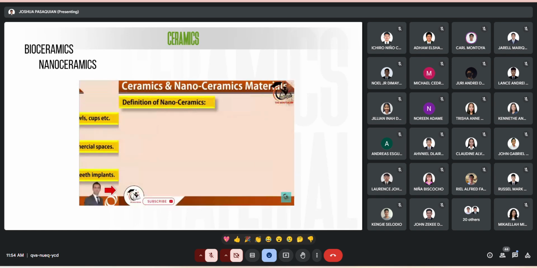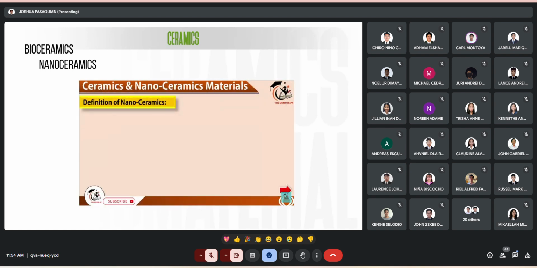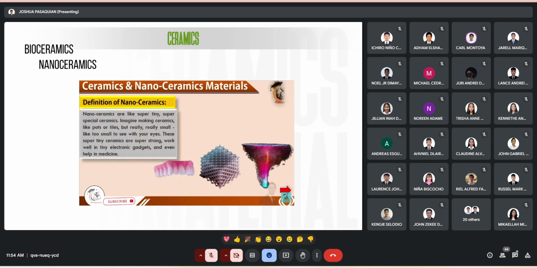Now we are moving toward nanoceramics materials or nanoceramics. Nanoceramics are like super special ceramics. They are ceramics, but they are the tiniest form of ceramics. Imagine making ceramics like you are making normal ceramics, like pots or tiles, but really small, too small to see with your naked eyes. You are making ceramics, but in their smallest, tiniest form. And these super tiny ceramics are super strong. Now, due to their tiniest form, they are super strong. They work well in tiny electrical gadgets and even help in medicines.